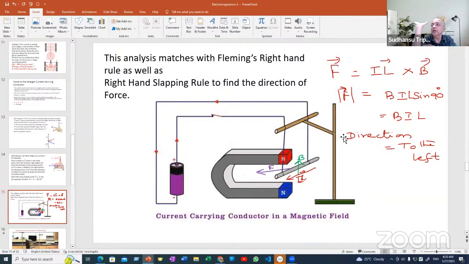So current is not a vector but length vector. The direction is that of the current. The B vector is north to south, and the thumb is giving the direction of the product vector, that is the force vector, right?